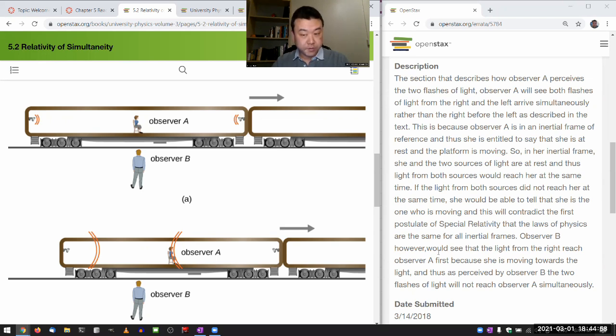Observer B, however, would see that the light from the right reaches observer A first, because she is moving towards the light, and thus, as perceived by observer B, the two flashes of light will not reach observer A simultaneously.